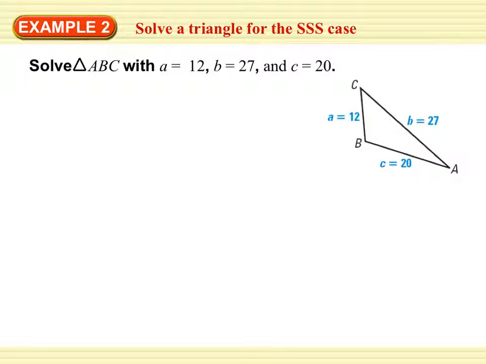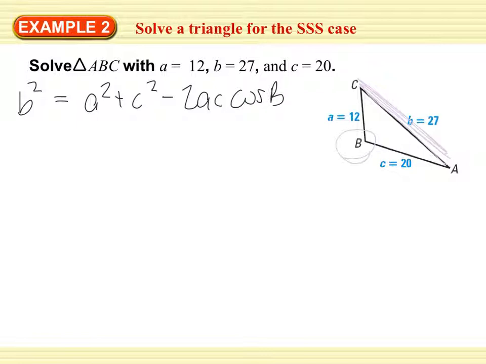All right. Here I have side, side, side. So I don't have any angles here, but I can use the law of cosines to find an angle. So what I'm going to want to find is the angle opposite the longest side. So here I have my longest side. I want the angle opposite. So that is angle B. So I'm going to use b squared equals a squared plus c squared minus 2ac cosine b, because I'm going to try to find angle B.